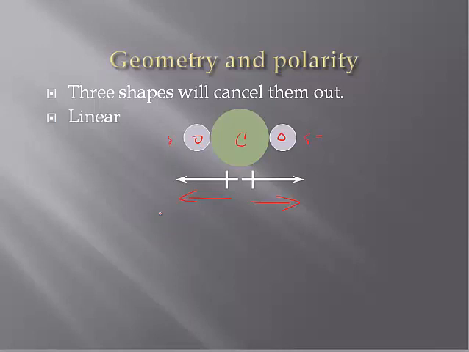So a linear molecule will be nonpolar. However, what would be a different situation? What if I put like a nitrogen here? If I had different elements on this side, their electronegativities would not cancel them out, and therefore you would have a polar molecule. So it really depends upon what atoms are there, and do the dipole moments cancel each other out.